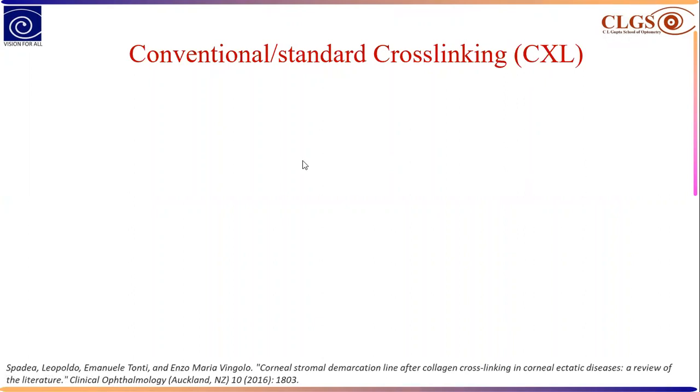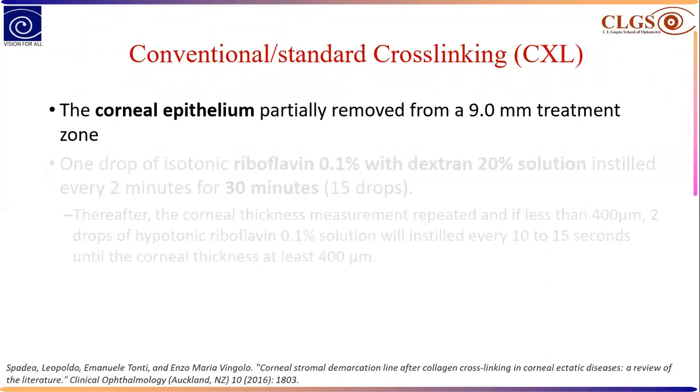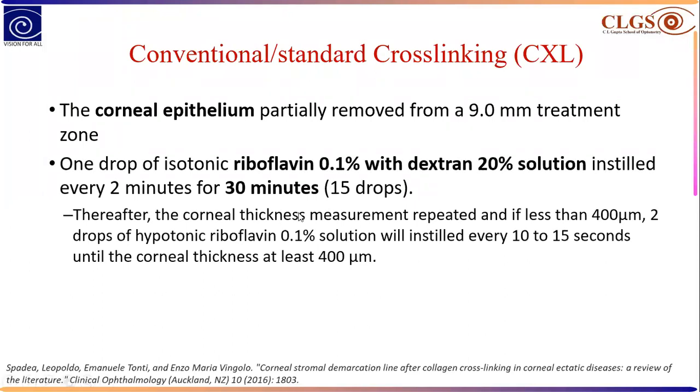Okay, nothing. So I will now discuss one by one those 4 procedures of C3R or CXL. The conventional one, you have already seen in the video. In conventional, first the corneal epithelium is removed, about 9 mm diameter of the cornea. Then riboflavin is used for 30 minutes at every 2 minute gap.